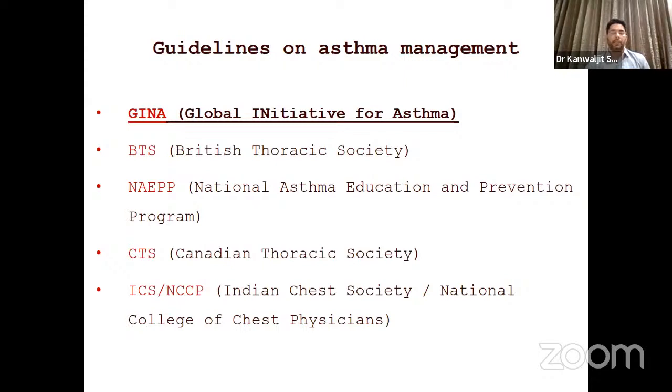So there are various guidelines available online for the asthma management. This includes the GINA guidelines that is mostly followed everywhere. There are guidelines by British Thoracic Society, by National Asthma Education and Prevention Program, by Canadian Thoracic Society, by Indian Chest Society, or NCCP.